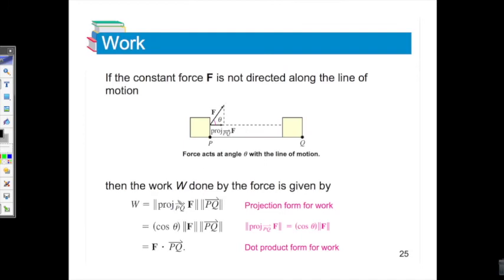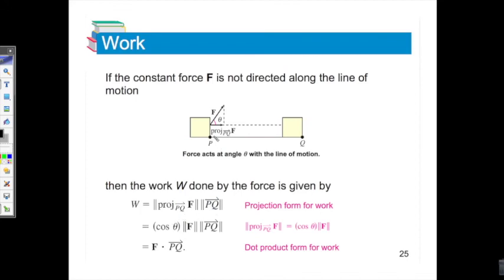It's really the force from the projection, the magnitude of that force, times the distance that you're traveling. So it's still the same basic idea, force times distance, but that force becomes a bit more complicated because it's not the force that you're pulling upward with, it's instead the projection force.